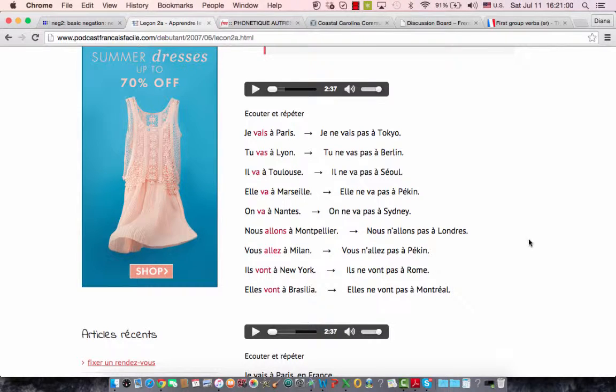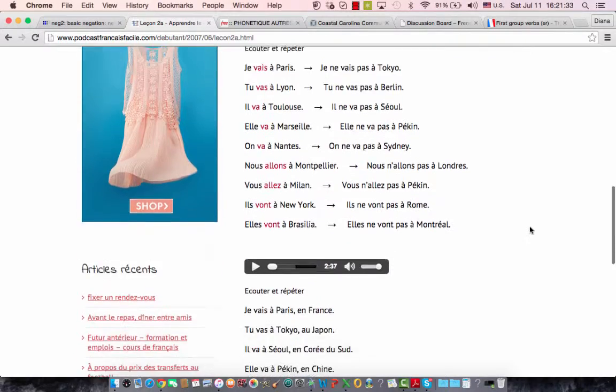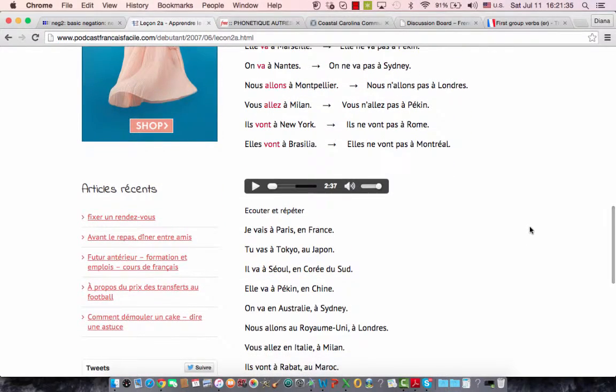On va à Nantes. We're going to Nantes. On ne va pas à Sydney. We're not going to Sydney. Nous allons à Montpellier. We're going to Montpellier. Nous n'allons pas à Londres. We're not going to London. Vous allez à Milan. You're going to Milan. Vous n'allez pas à Pékin. Ils vont à New York. Ils ne vont pas à Rome. Elles vont à Brasilia. Elles ne vont pas à Montréal.